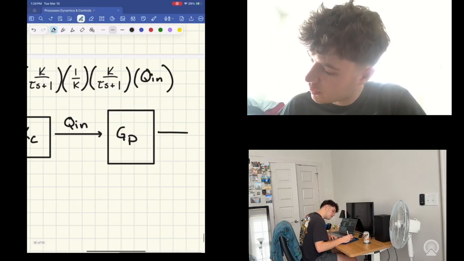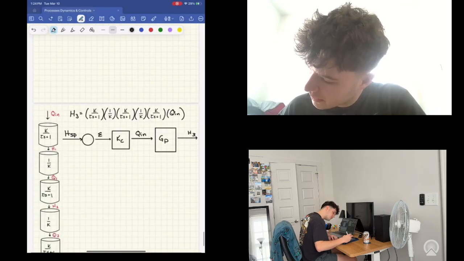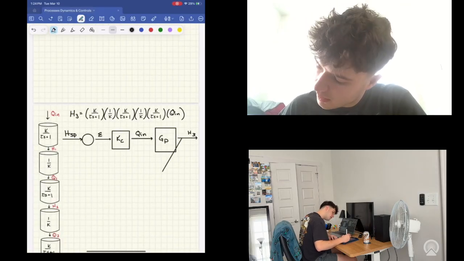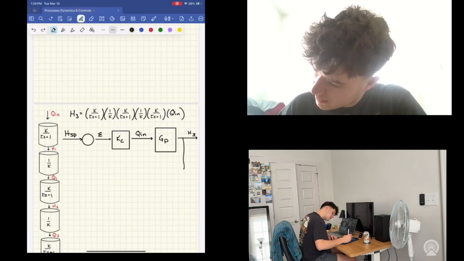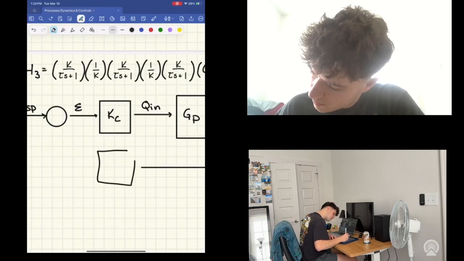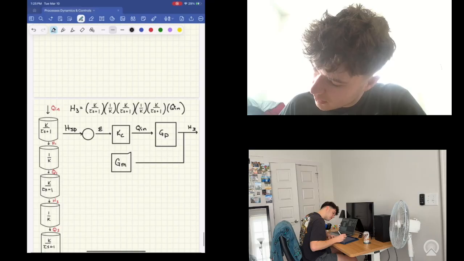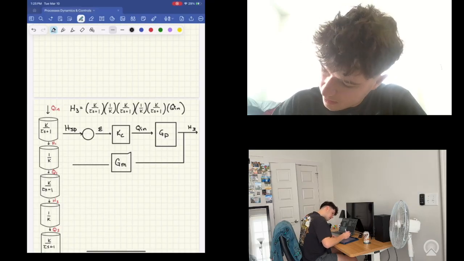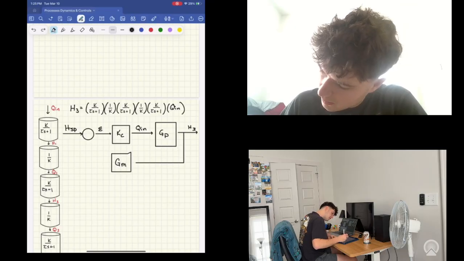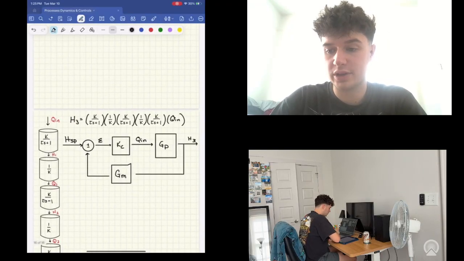Now, like I said, this Qin is going into another square labeled as GP. And now from GP, you're going to have your exit stream of H3, but you will also have this loop go down and back. And here we will have another square labeled as GM. And then this flow will go all the way back into the controller. This value does not have anything, we'll just put a plus or minus there, and from here we are able to make another equation.